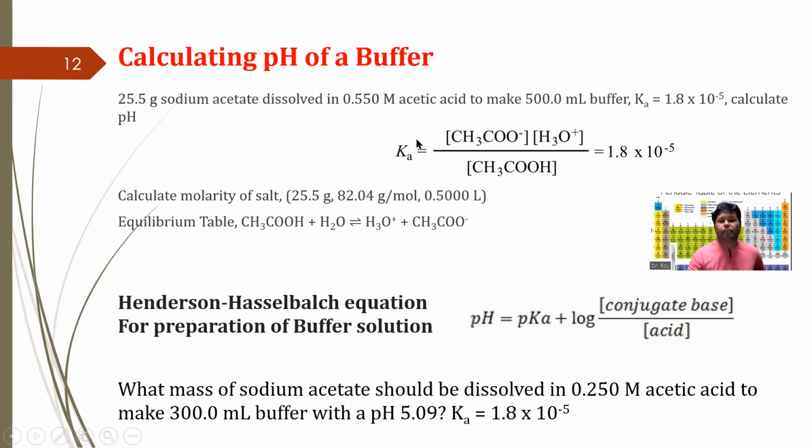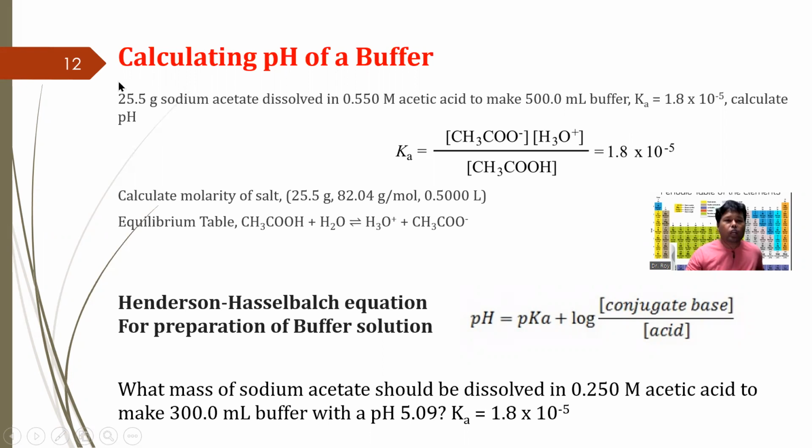So we can write the value of Ka, the acid dissociation constant for the weak acid, this way: Ka equals the concentration of acetate ion multiplied by the concentration of hydronium ion divided by the concentration of acetic acid. That is 1.8 times 10 to the power minus 5. Now, 25 gram of sodium acetate is dissolved in 0.55 mole acetic acid to make 500 milliliter buffer.